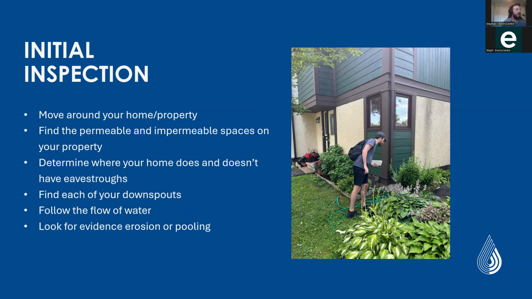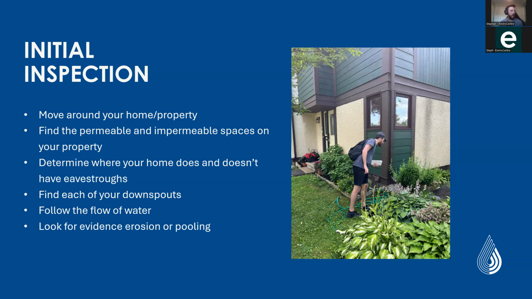But first step, the initial inspection. Some of these things can seem like a lot to take on, but they're actually really simple when you break it down. As you can see here, I'm walking around home with a notepad. I've drawn on there an aerial view of the home, and basically start moving around the property. That's the first bullet there. Just walk around your property. We're going to find all the permeable and impermeable spaces, draw on our piece of paper, taking some notes maybe.